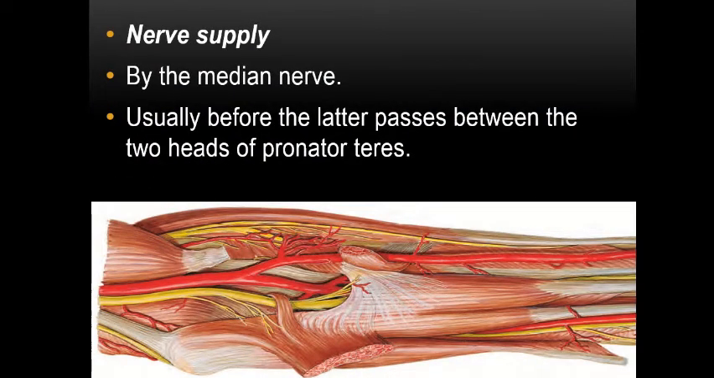Then coming to the nerve supply, it is supplied by the median nerve. Usually the median nerve enters the forearm from the arm between the two heads of the pronator teres. In the cubital fossa it is present medial to the brachial artery, whereas in the upper part of the arm it is present lateral to the brachial artery, then crosses the brachial artery and comes medial to it. After that, it enters the forearm by passing between the two heads of pronator teres. You can identify the two heads over here, the humeral head and the ulnar head.